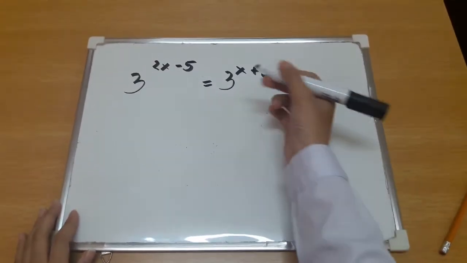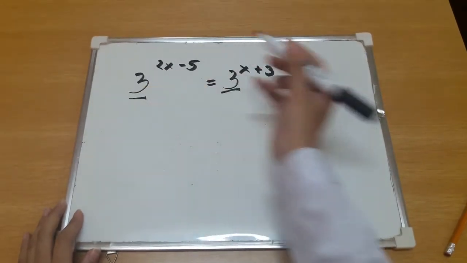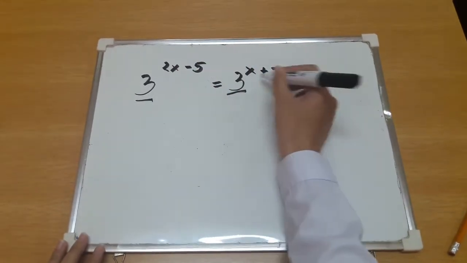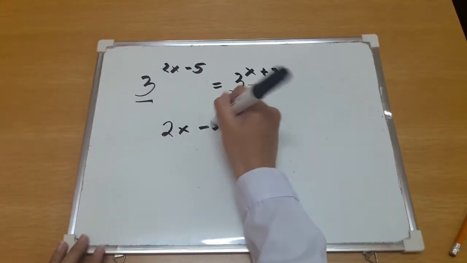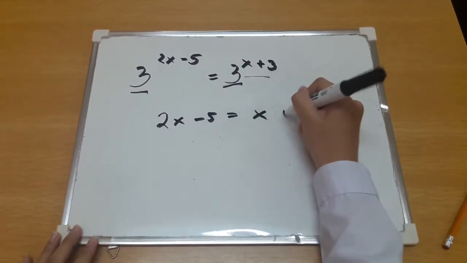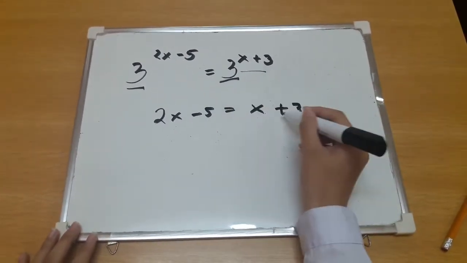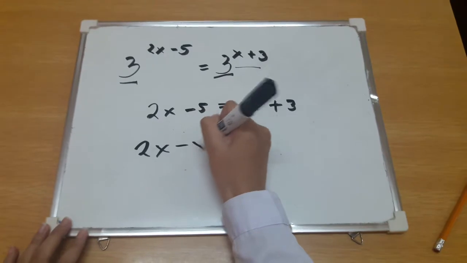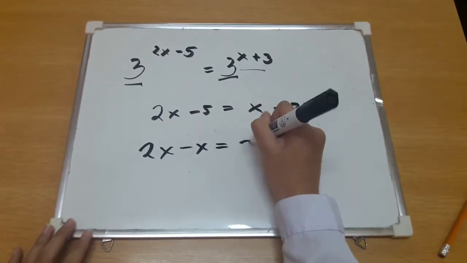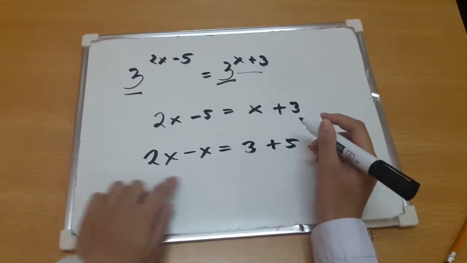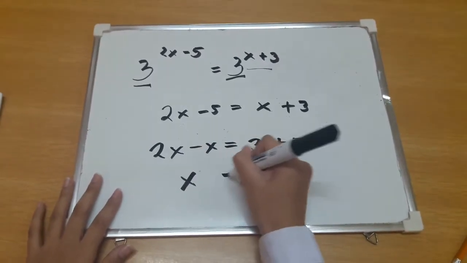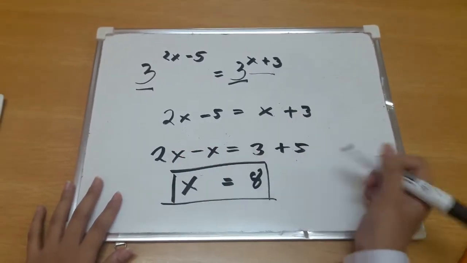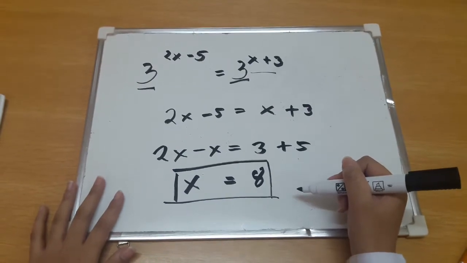Okay, first you must make sure that the base is the same, and then after that you would proceed next to the exponents. 2x minus 5 is equal to x plus 3. So then you would transpose the like terms. 2x minus x is equal to 3 plus 5. 2x minus x is x, equal to 3 plus 5 is 8. So that's how you would get the x of the exponent.